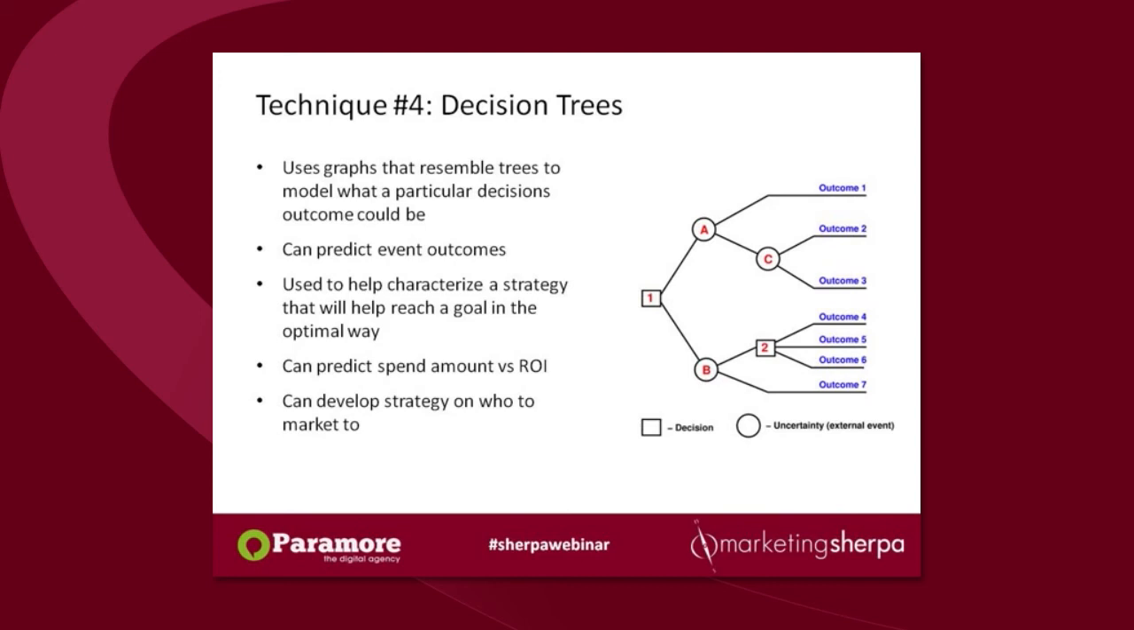We call them decision trees because the diagram on the right clearly looks kind of like a tree. We have a starting point and all these branches that come off, and in the end we have an outcome, and that gives us a probability of conversion or whatever metric you're trying to predict.